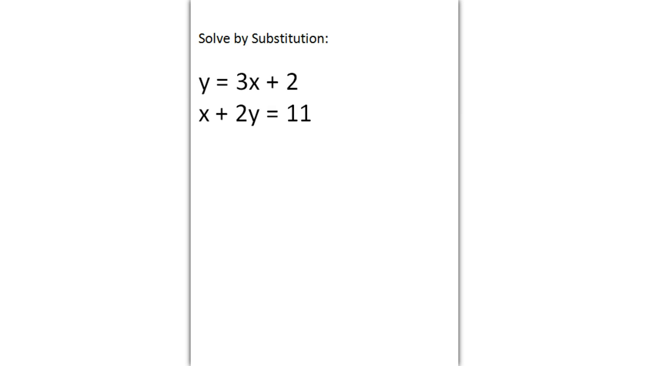Hey everybody, today we're going to look at a video about how to solve by substitution. So we're going to look at a system of equations and solve it using the substitution method.